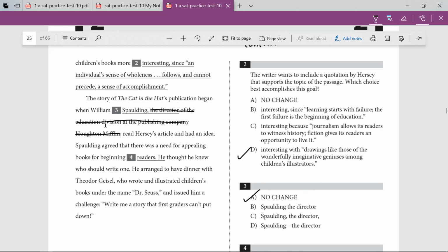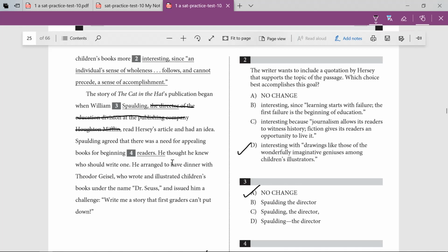Spalding agreed there was a need for appealing books for beginning readers. So, what was the context here? The third question: the story of the Cat in the Hat publication began when William Spalding. Yeah, this is non-essential information separated by two commas, which is fine. Spalding read this guy's article and had an idea. The qualifications of this person, Spalding, do not really add any valuable information. So I consider this as extra information which is separated by two commas, which is fine. I went with A here. So this was a non-essential clause.